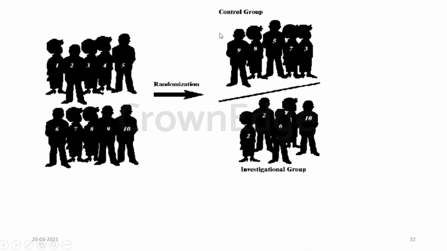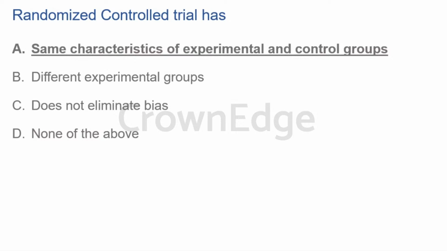So from these 10, you have randomly divided the population into control group and investigational group. So if you see, 9, 8, 5, 7, and 3 are in the control group, and the rest of them are in the investigation or experimental group. So another question was, randomized control trial has same characteristics of experimental and control groups.